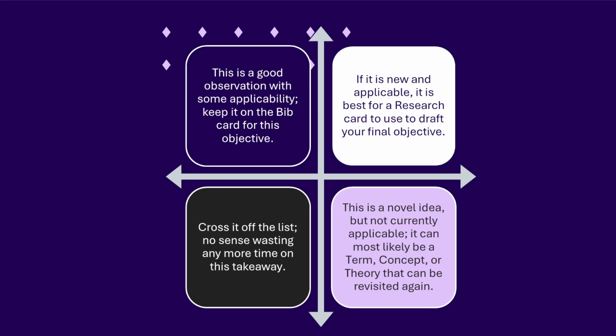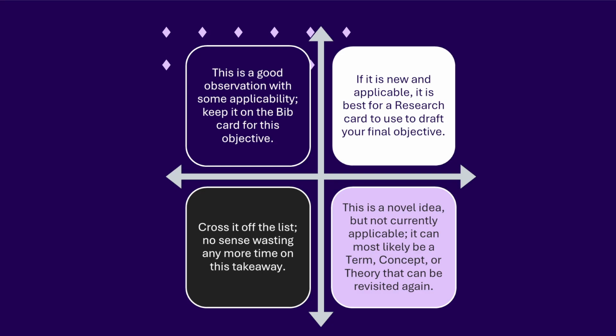It says cross it off the list. No sense wasting any more time on this takeaway. So if I were using an analog card, I would go ahead and just draw a line through it if I felt that it met this metric. In the digital Obsidian world, I can just backspace it out and delete and clean it up so that I don't have it there. Alternatively, you could use the strike through font option to cross it off, but I don't like that in my cards, and I feel better just having it be clean and easy to use.